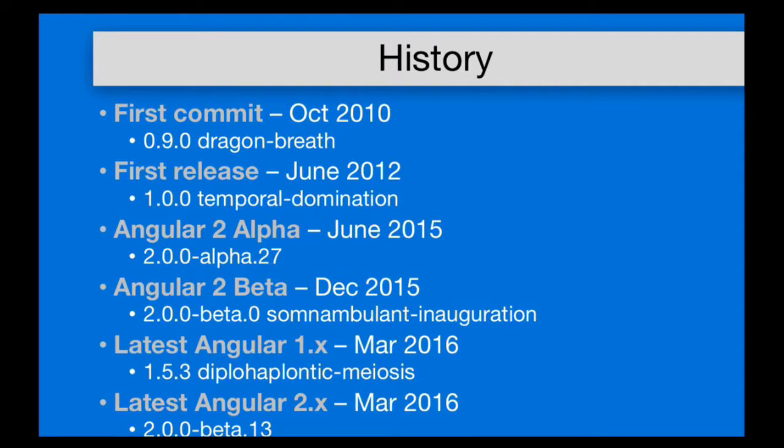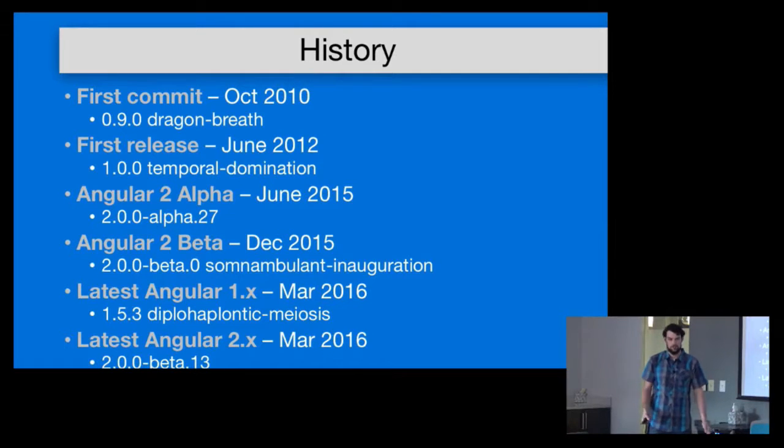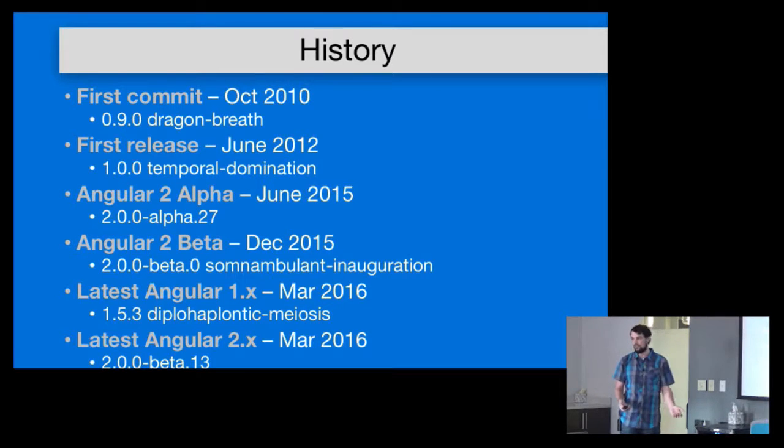And then Angular 2 Alpha came out in 2015, and that's when we were able to start playing around with Angular 2 and see what the future of Angular is going to be like. And then Angular 2 Beta came out in 2015, and you can see that Angular 1 and 2 are being worked on concurrently. Angular 1 has been bringing in features that are going to be in Angular 2, that way it'll be easier to upgrade when Angular 2 actually comes out fully.